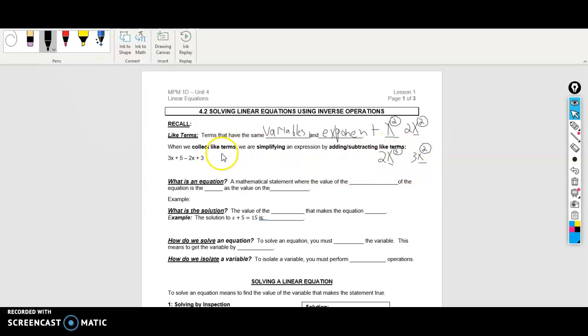Remember that we can actually simplify expressions by collecting like terms and adding them or subtracting them. So for example, if we look over here, we have 3x plus 5 minus 2x plus 3. We can group the like terms together. So we can write this as 3x minus 2x plus 5 plus 3.